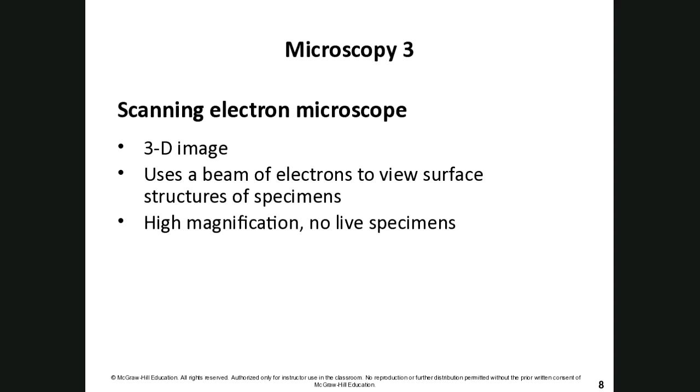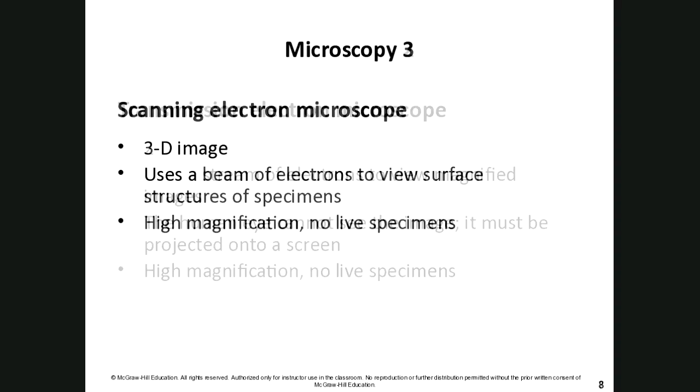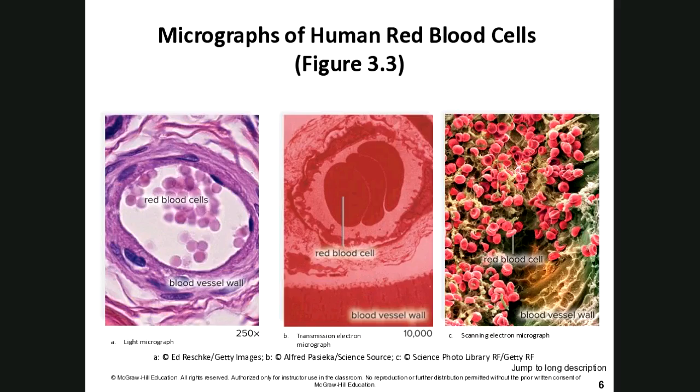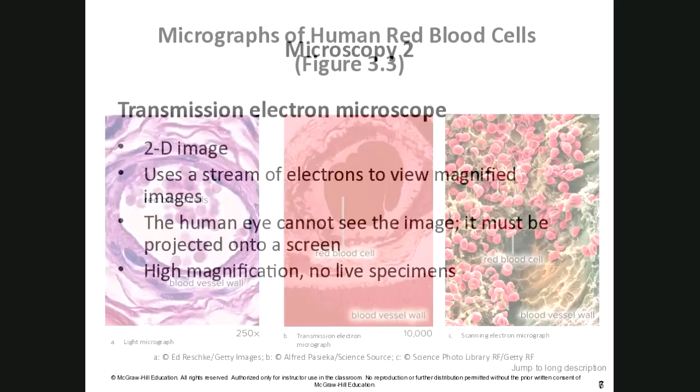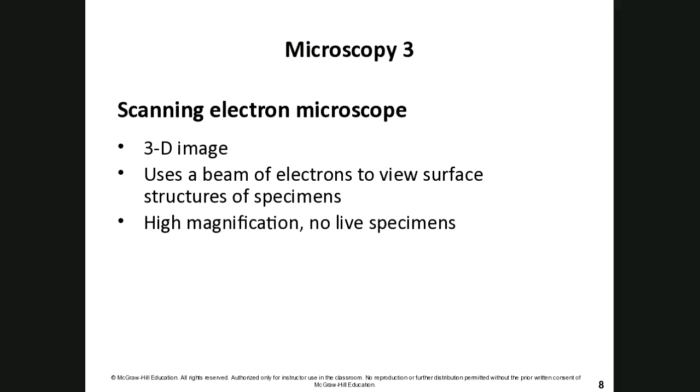With scanning electron microscopes, instead of getting a two-dimensional image like we get for the transmission electron microscope, we still use a beam of electrons in order to magnify the object. We have a much, much higher magnification, and we get a three-dimensional picture. That was evident here, this is a nice three-dimensional image of the red blood cell as opposed to the two-dimensional images we saw in transmission and in the light microscope. So we get a much more well-rounded picture in a scanning electron microscope. But once again, we have this huge drawback that we can't really look at live specimens.